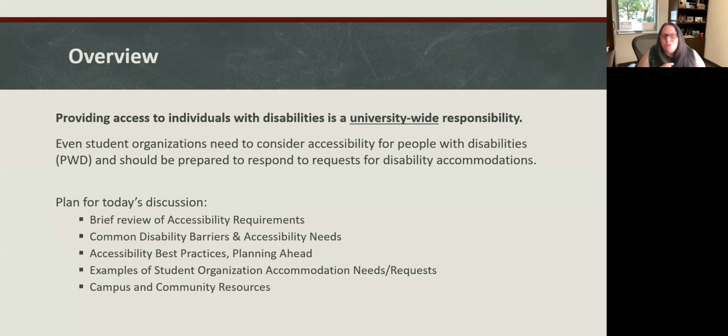I'm going to do a brief review of accessibility requirements just to make sure we're coming from the same perspective. I want to talk about what those common disability barriers and accessibility needs would be. Talk about some best practices and things that the organizations and advisors can do to plan ahead. I want to give you some real life examples of things that either I have dealt with or have come to our office or have been brought up after the fact, to hear what some of those potential needs have been and how we've worked through those. And then I want to talk about some campus and community resources. So if you as either a student organization advisor or a staff member know where to point to or where to go on campus, you'd have answers to questions about this topic.